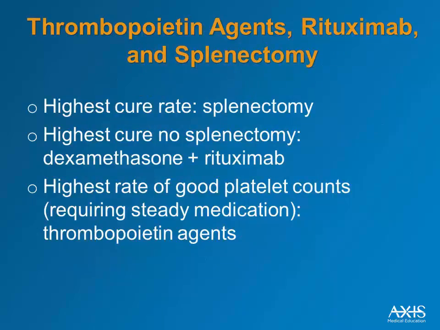If you want to be cured but you don't want to undergo splenectomy, probably a combination of dexamethasone and rituximab. And if you want the best chance of having a good platelet count and are willing to put up with taking medication regularly, given that it doesn't have a lot of toxicity, then the answer would be the thrombopoietic agents.